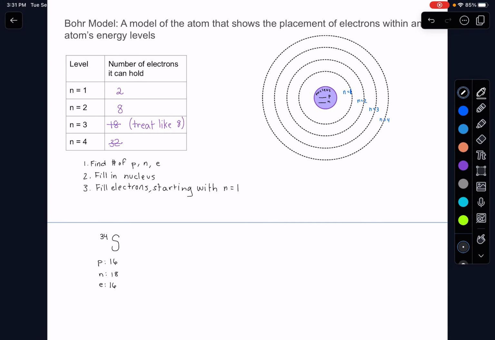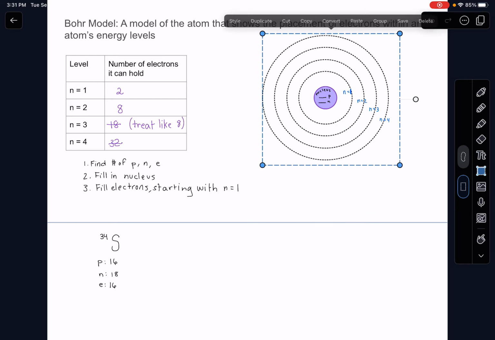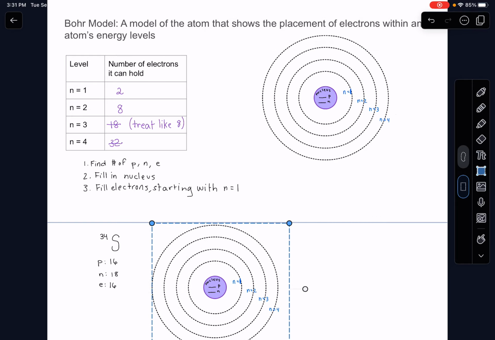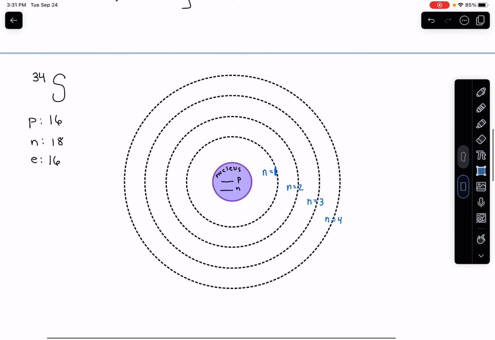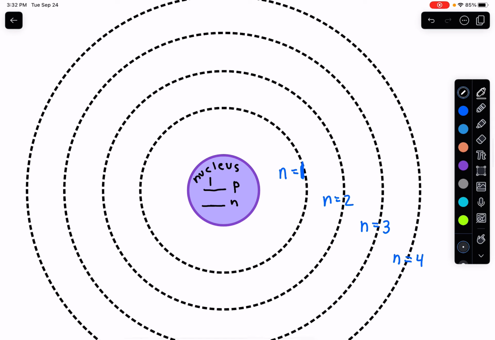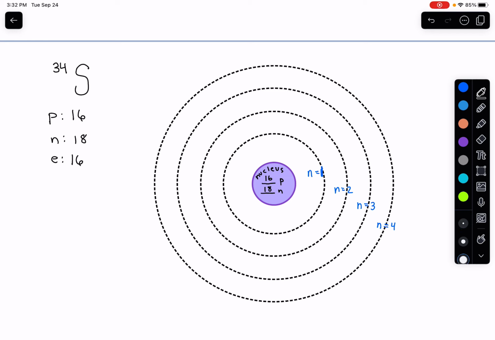Okay, I am going to copy this down next to my problem so that we can just fill in on the Bohr model that's given to us here. Okay, so I know that my sulfur atom has 16 protons and 18 neutrons, so I'm just going to fill that in. 16, 18, nice and easy. Then to draw the electrons, I'm going to start with the smallest ring, n equals 1. The first ring can hold 2 electrons, so I'm just going to put 2 electrons on that ring. The second ring can hold a total of 8. I've used up 2 electrons already. I have 16 to put on my model.